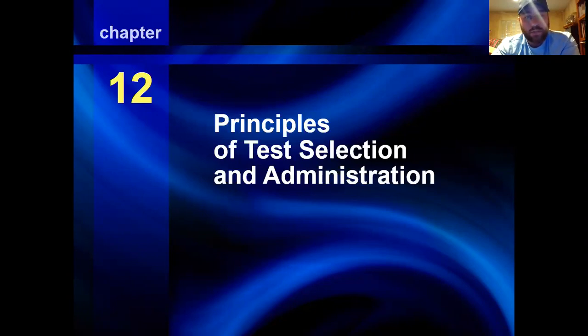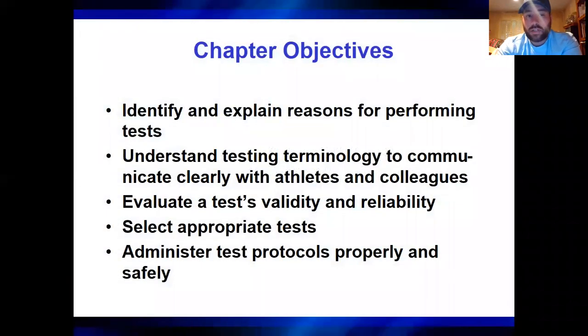Okay. So chapter 12 is principles of test selection and administration. Basically, this chapter is going to talk about why we would choose certain tests, how to choose the test, and how to administer the test properly so that we obtain things in the manner that we want to obtain them and the information that we obtain is usable. So we're going to identify and explain the reasons for performing the exams, understand testing terminology, evaluate a test's validity and reliability, select appropriate tests, and administer test protocols properly and safely.